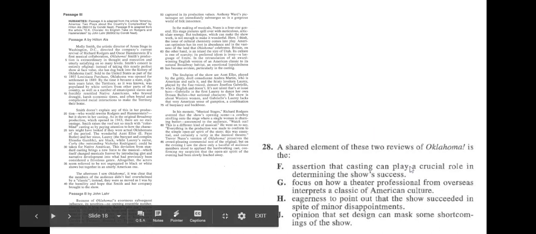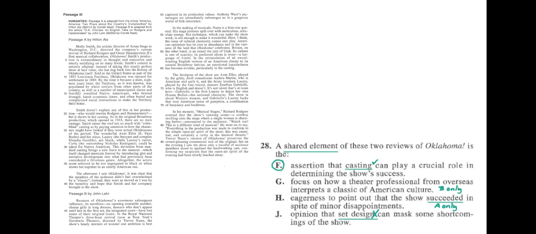Questions 28 to 30 refer to both passages, and with these it's harder to refer directly to the text because you're just keeping the ideas straight of what you just read. A shared element of the two reviews is the assertion that casting can play a crucial role in determining the success. Maybe, but casting is positive in one, kind of negative in the other. Focus on theater professionals from overseas. Well, they're not both overseas. Eagerness to point out that the show succeeded in spite of disappointments. Well, one of them didn't really say it succeeded. So the only one that's really true is going to be casting. They talk about the casting here, which we read about, how the casting captured the true Oklahoma and the flawed casting of the other. So it's a crucial determination, so F.